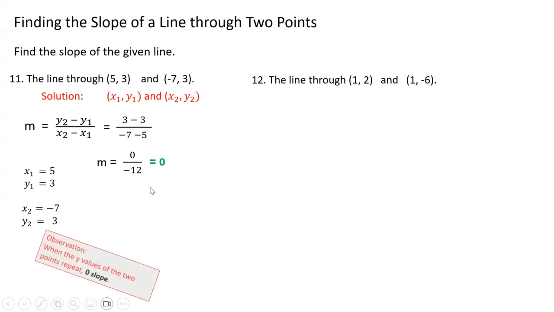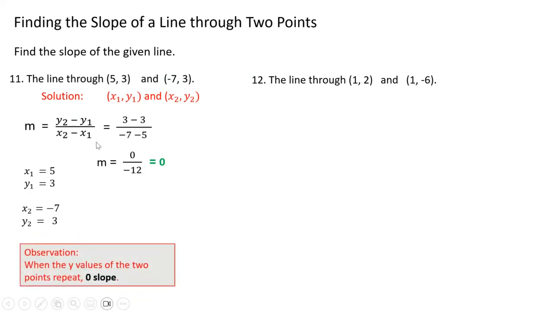Now here's an observation. Like I tell my students, before you start using the slope formula, you always look at the values at the points. You look at the x's, and then you look at the y's. If the y's repeat, it's going to be 0 slope without doing any work. That's why I call it an observation. If the y's repeat, like in this case, it's going to be 0 slope. So the slope is 0.